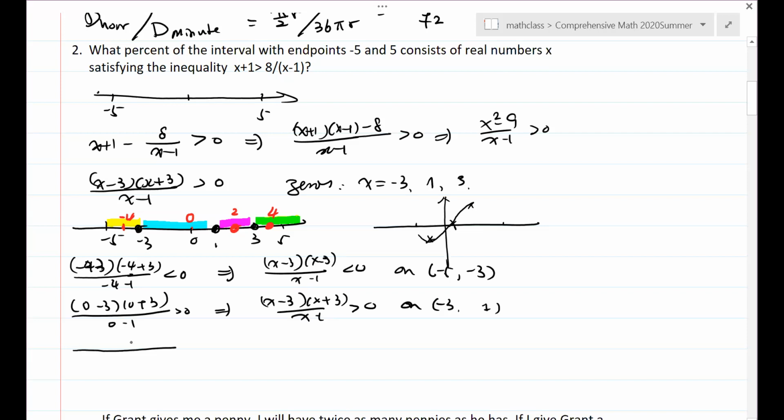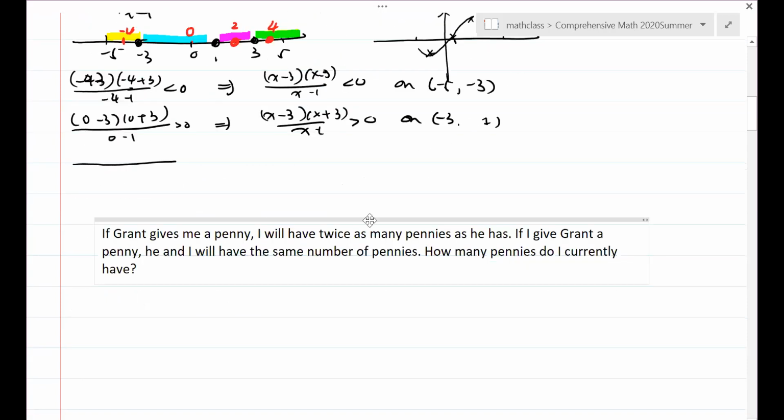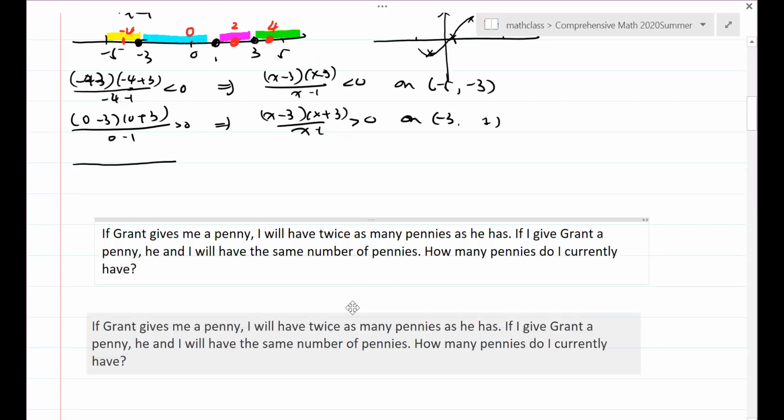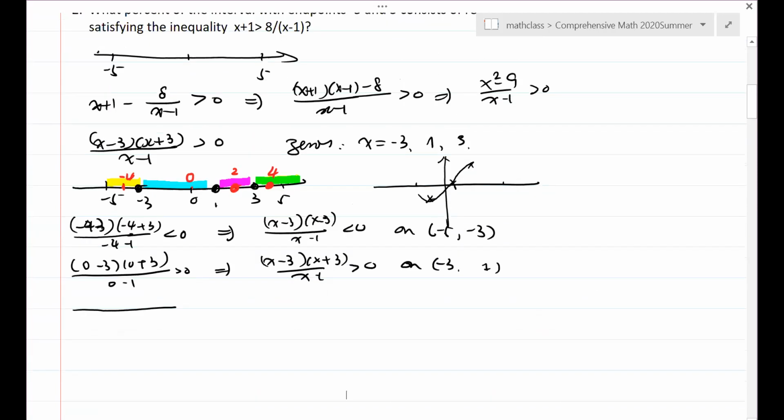Then you take a look at the next expression. I probably need more space, so I'm going to move this problem a little bit down. Now you take 2: 2 minus 3, 2 plus 3, and 2 minus 1. That's negative, positive, positive, so the expression is negative over the interval from 1 to 3.